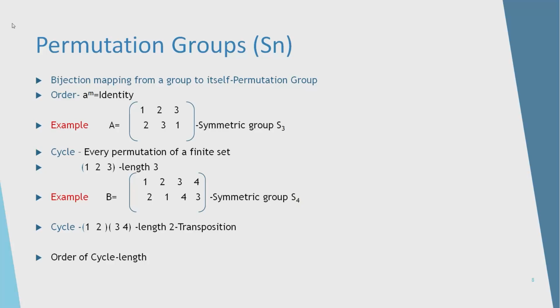Similarly, another example is S4. S4 is also a symmetric group which contains elements of the form 1 to 2, 2 to 1, then 3 goes to 4, 4 goes to 3. Here there are 2-cycles. One is 1 to 2, another one is 3 to 4. Each cycle is of length 2. If a cycle has length 2, then we call it a transposition.